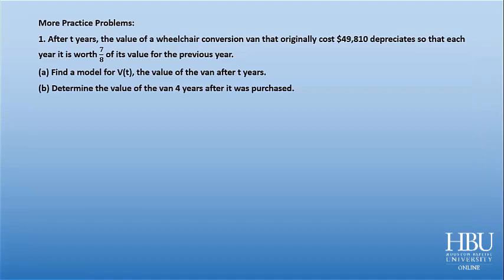Let's look at another example problem. Suppose after T years, the value of a wheelchair conversion van that originally cost $49,810 depreciates so that each year it's worth only 7/8 of its value for the previous year. Instead of exponential growth, this is going to be an exponential decay. The value is going to be going down. We want to find a model for the value of the van after T years, V of T, and then determine the value 4 years after it was purchased.